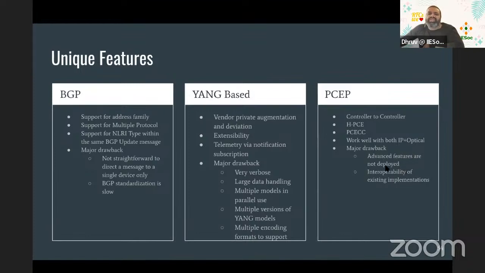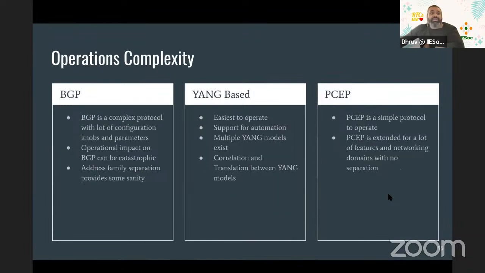Drawback, advanced features are not yet deployed, and even the interoperability between vendors has shown various issues. So we in the PCE working group, there are a lot more clarifications coming, even when it comes to interoperability of PCEP standardized features.